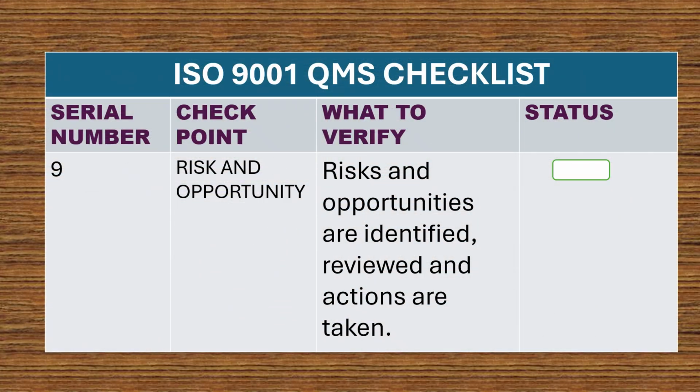Then serial number 9 is risk and opportunity. What to verify? Risks and opportunities are identified, reviewed and actions are taken.